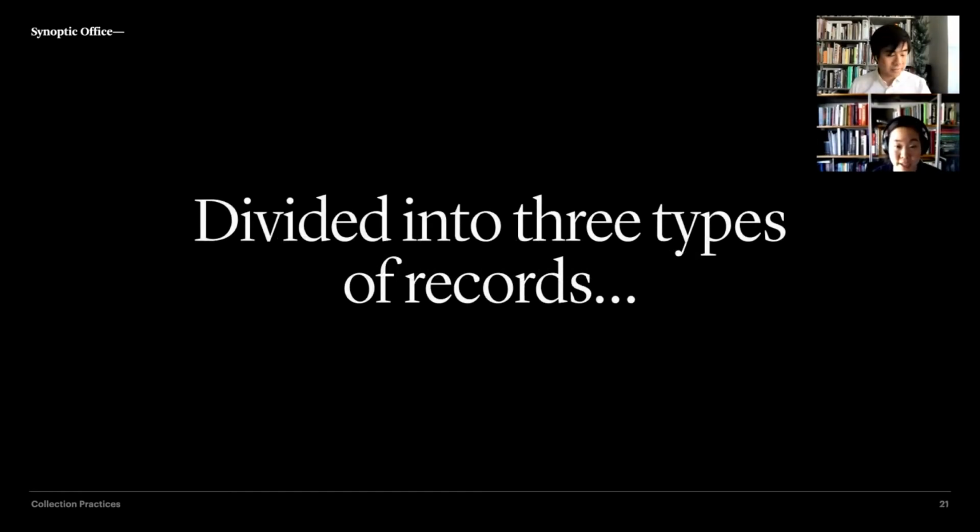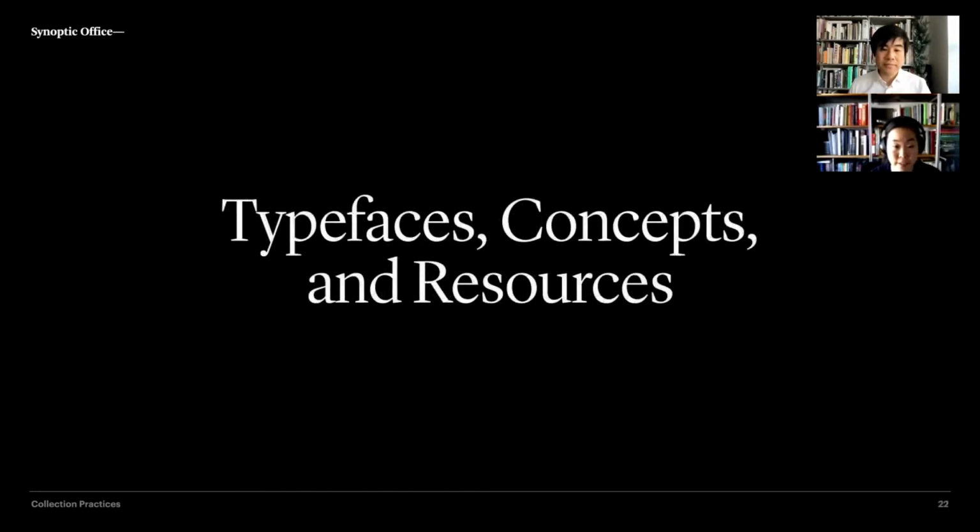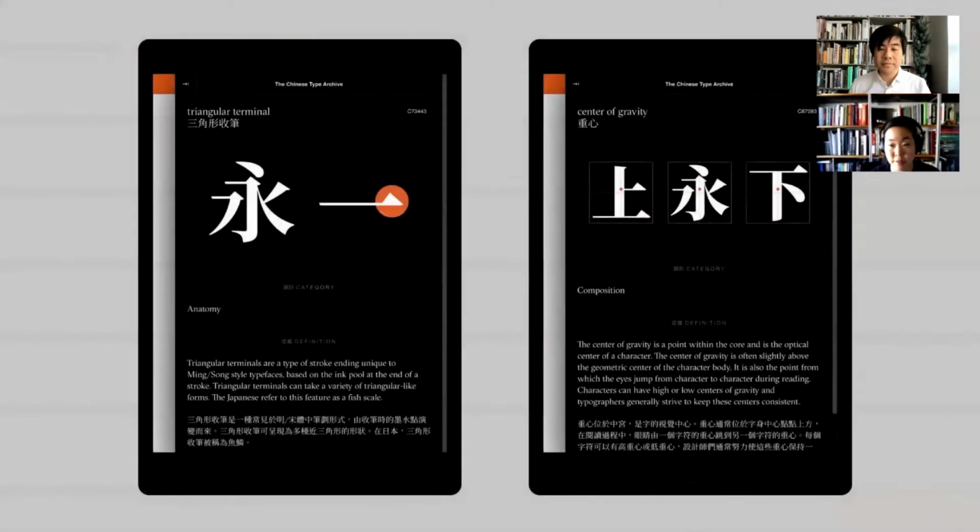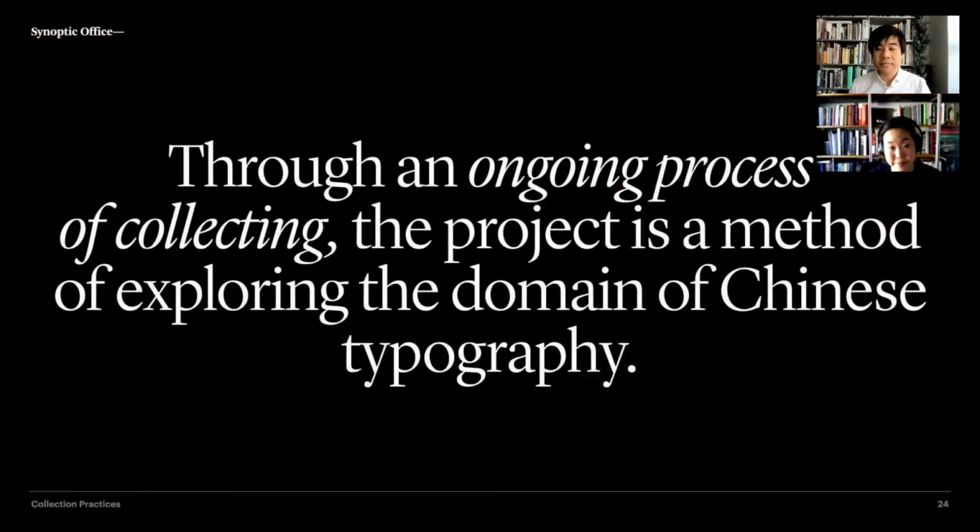So we divided the Chinese Type Archive into 3 types of records. First, we had typefaces, then concepts around Chinese typography, and lastly, resources, most notably books around Chinese type. Here you can see another shot of the Chinese Type Archive. We also included things like a collection of concepts around Chinese typography. And through this ongoing process of collecting, the project is a method of exploring the domain of Chinese typography.